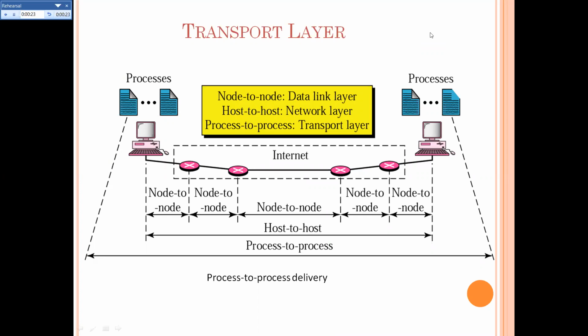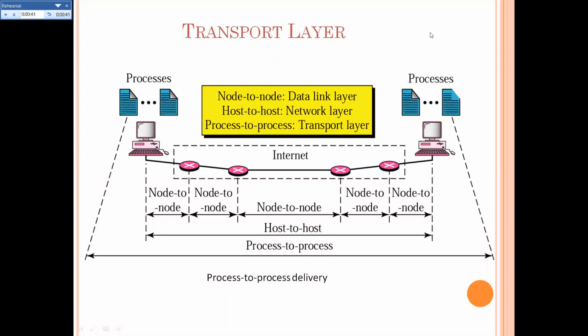Next comes the network layer. Network layer helps to deliver datagrams between two hosts. Therefore, it is called host-to-host delivery. Data link layer helps to deliver streams between nodes over a link. Therefore, it is called node-to-node delivery.